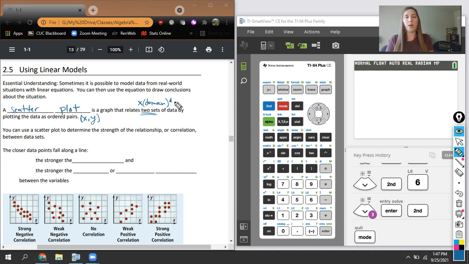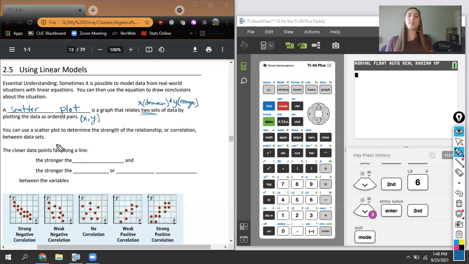And you'll also have your y value, which is your range values. And this is the dependent variable. y depends on x for whatever situation. All right, so we'll get through some examples and you'll see that as we go.